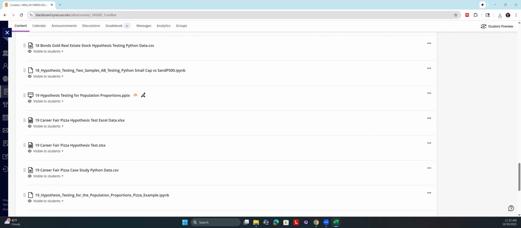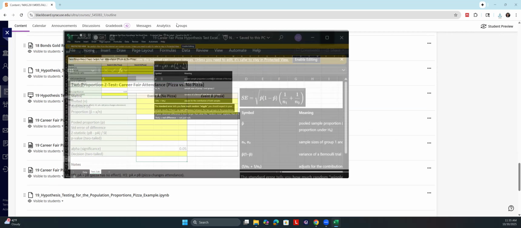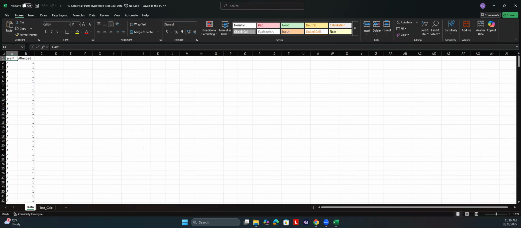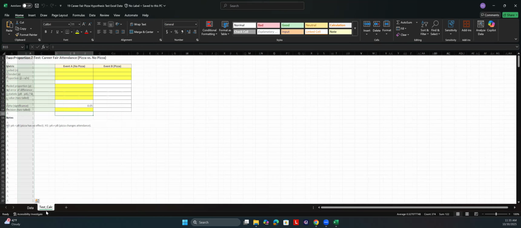And once you open the file, enable editing, then you can see data here. The first column is A and B. As you can see, I have 380 entries. A means the no pizza event. B means the event with a pizza. And then you can see the entries here that attended or not attended. One represents people attended versus zero represents people did not attend. So you can see the test calculation.